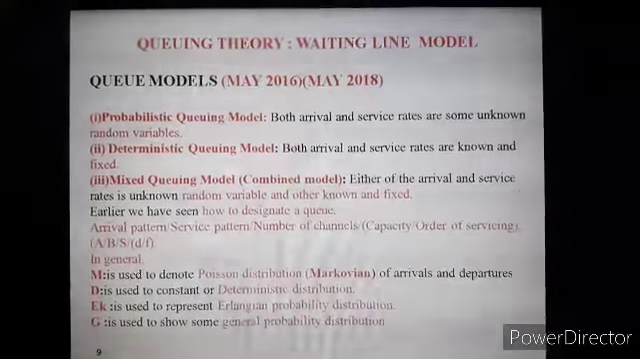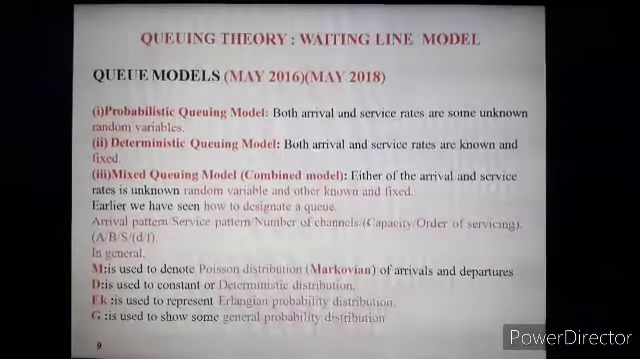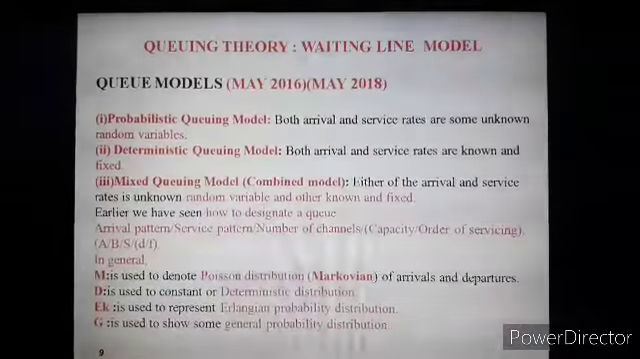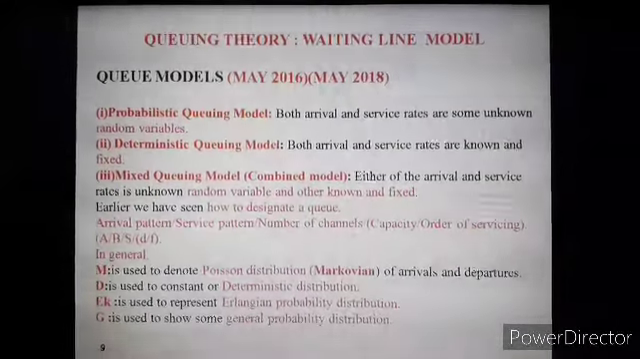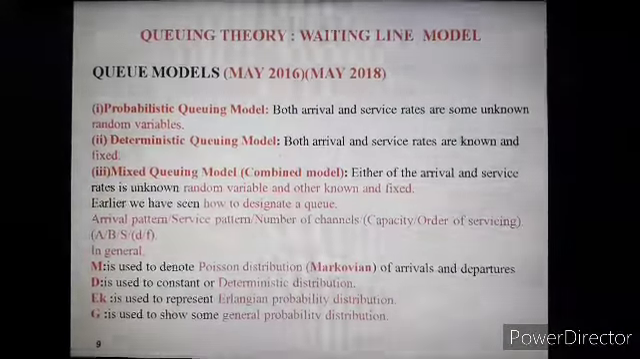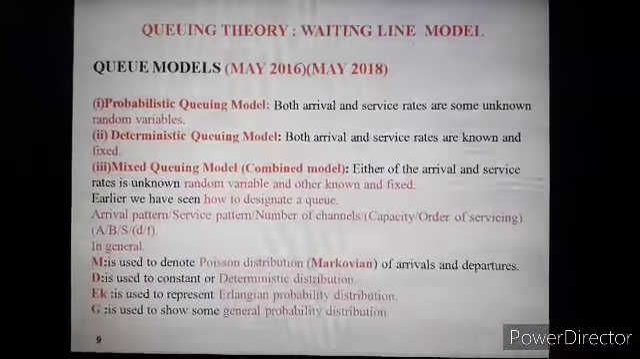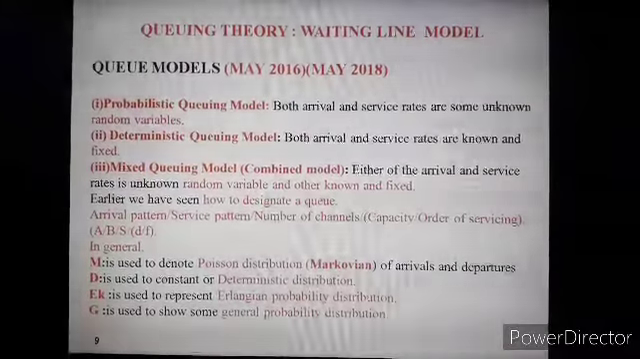So today we'll continue our yesterday's discussion. In yesterday's discussion, we have seen the introduction of waiting line models. Then we discussed the waiting line systems, again the basic terms used in waiting line systems. After that, we discussed the basic symbols required for our waiting line models. Again, we have seen in brief the different types of waiting line models or queue models.